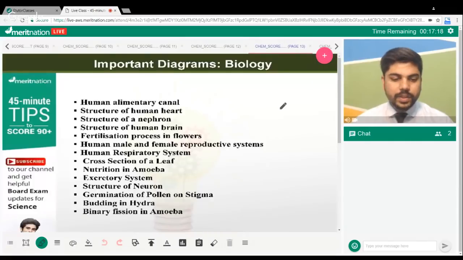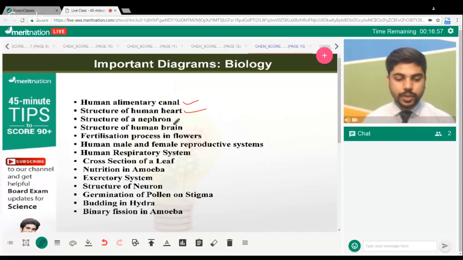If I talk about the important diagrams in biology, the human alimentary canal is very important. Structure of the human heart, this is something really very important. Guys, you should know what the important chambers of the heart are, how many chambers there are, right? And what are their names? You should be well aware of that. The structure of the nephron, you should learn. Structure of the human brain is important.